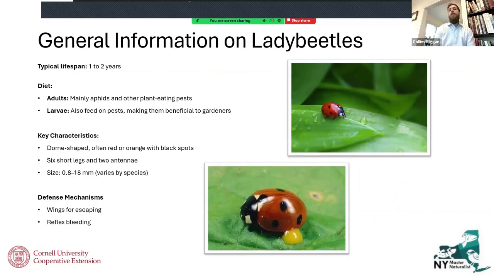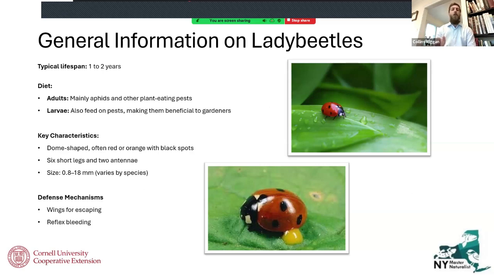Typical lifespan of a ladybug is going to be 1 to 2 years. Some can push 3 in optimal conditions, but typically it's going to be 1 to 2. Their diet for adults is going to be primarily aphids and other plant-eating pests, and we'll get into a little bit more of their diet in the next slides. The larvae, they're going to also feed on aphids as well. They're both voracious feeders, so really great for the garden and to eliminate pests.